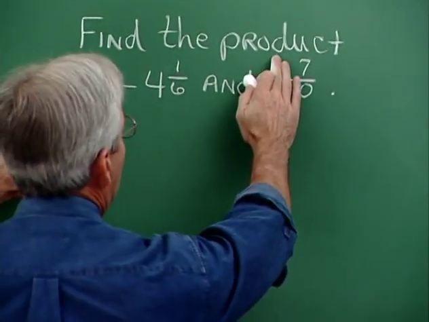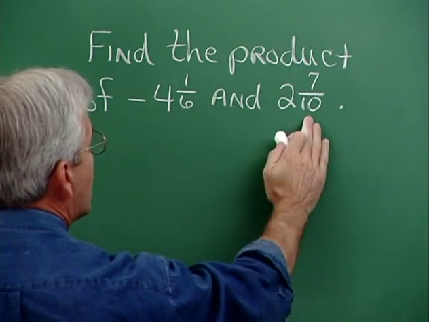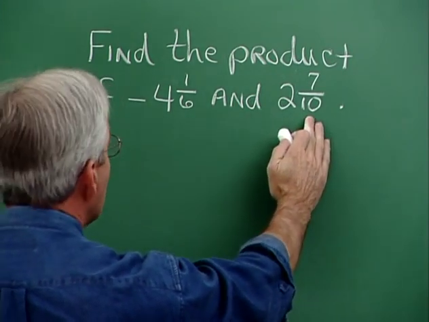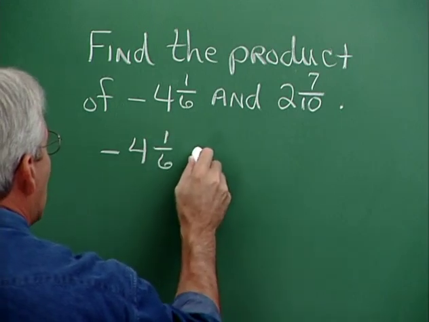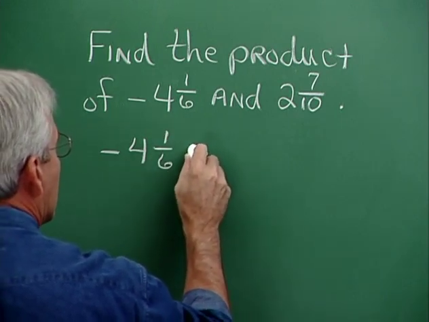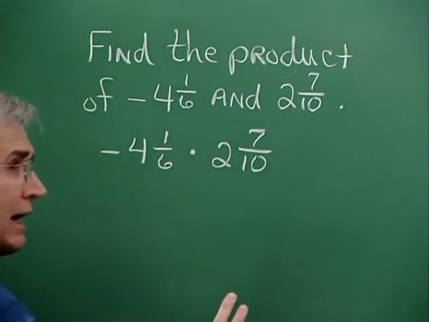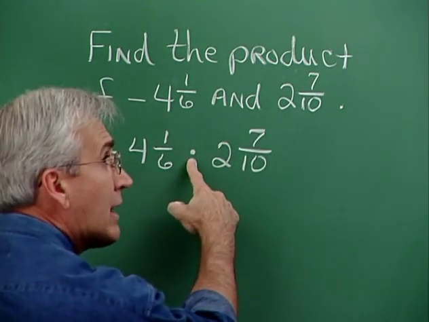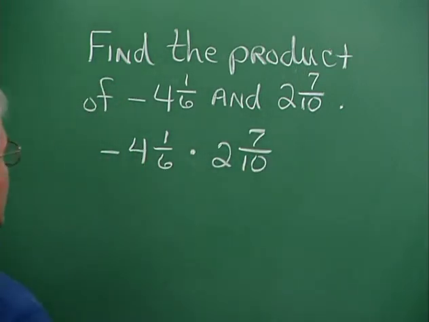We know that product means the result of a multiplication problem, and we're given the 2 factors to be multiplied here. So what we're really doing is taking negative 4 and 1/6, and we're multiplying times 2 and 7/10. Did you notice that I hesitated a little bit? We're using the dot here for multiplication. I was thinking about using parentheses. Either one of them would be just fine.